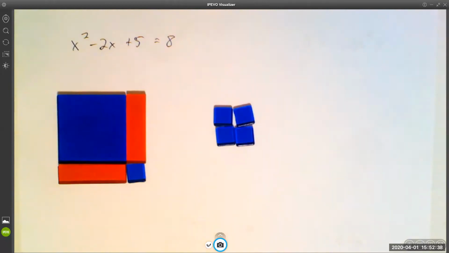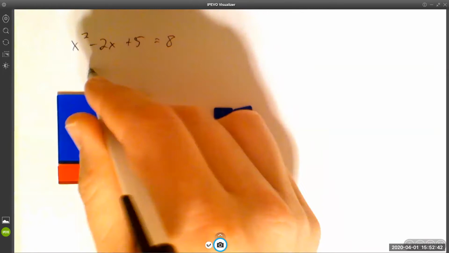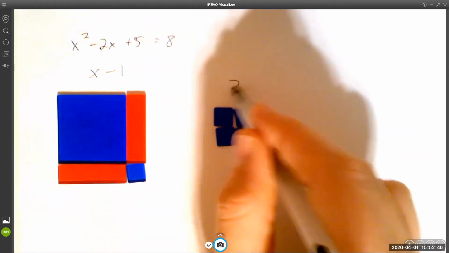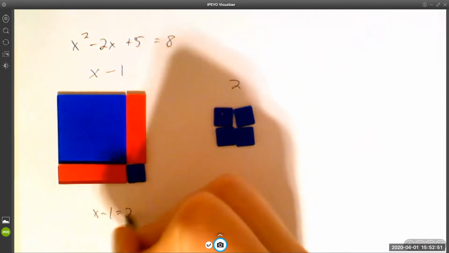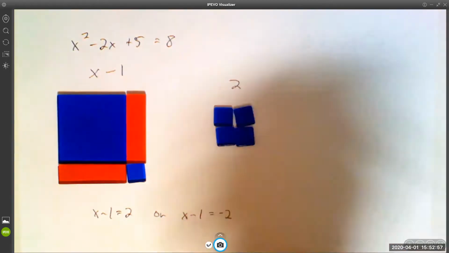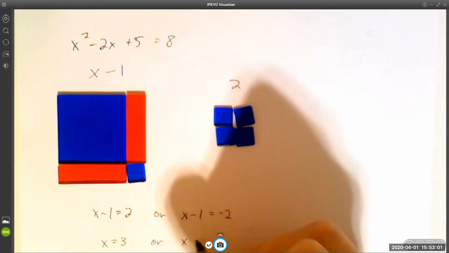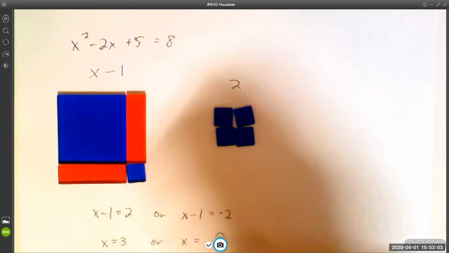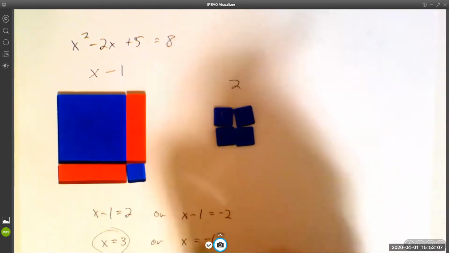The rest is history pretty much, right? The top of the left-hand side looks like x minus 1. The top of the right-hand side looks like 2. So I'm going to say x minus 1 equals 2, or x minus 1 equals negative 2. And then we finish solving. X equals 3, or, oh, is that right? Yeah, I add 1. Here I add 1 and get negative 1, right? X equals 3 or x equals negative 1.